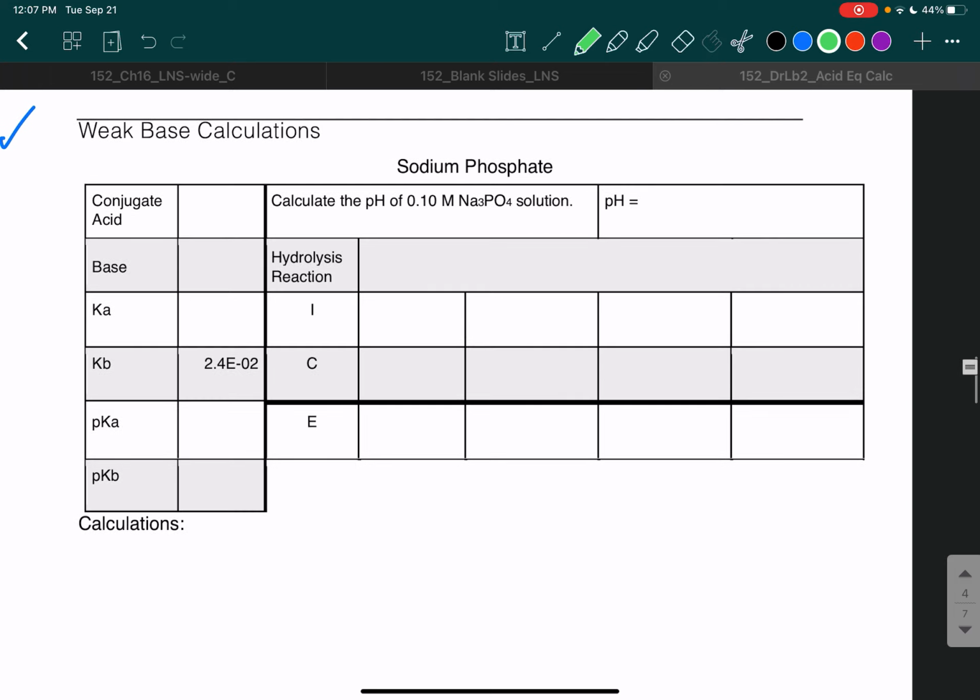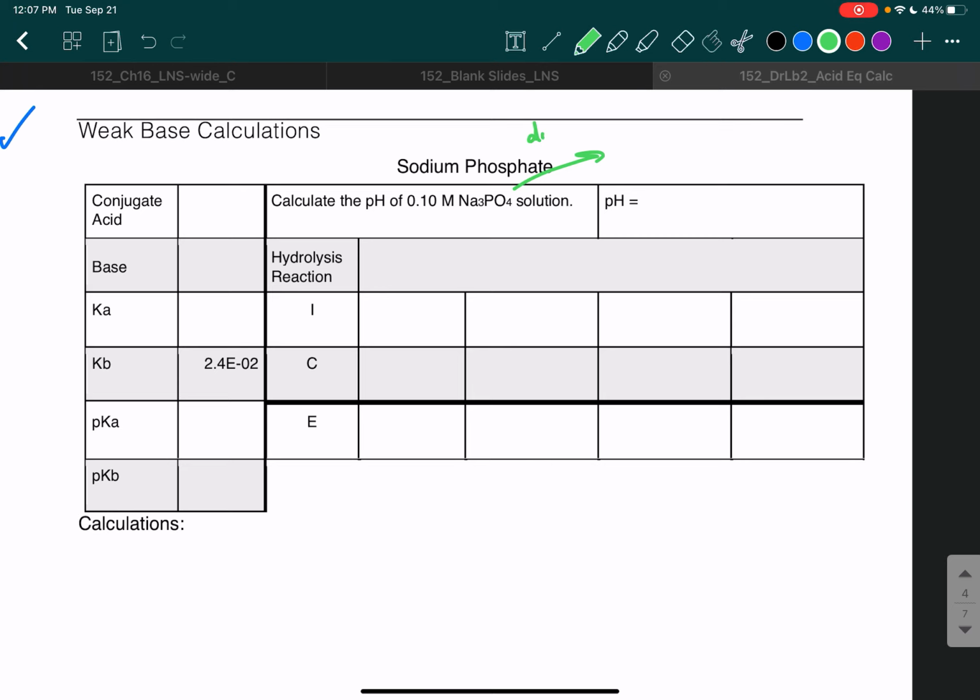So let's just look at sodium phosphate. You've got to think about, okay, there's a two-step process here. One, it's going to dissolve in water. Once it dissolves in water, what's going to be the hydrolysis reaction, if any?